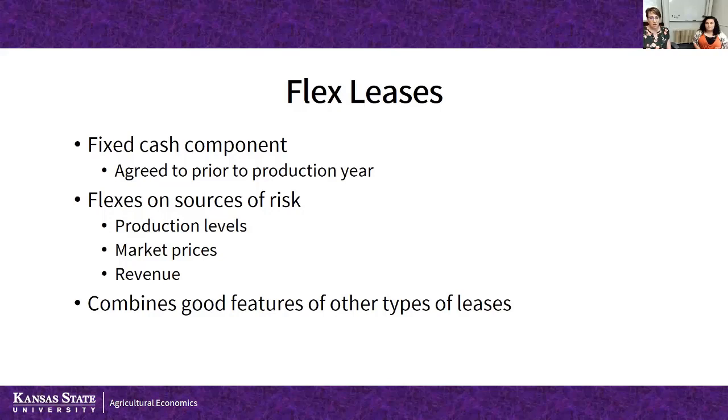Flex leases are usually split into a fixed cash component and then a component that flexes on production, marketing, or revenue. They can be really customized to an operation and be very good, but they also can be very complex, and so a little bit more challenging to negotiate, and also a little bit more challenging for people to follow along with why they're flexing the way they are and where that information comes from. So we see fewer of them around the area.